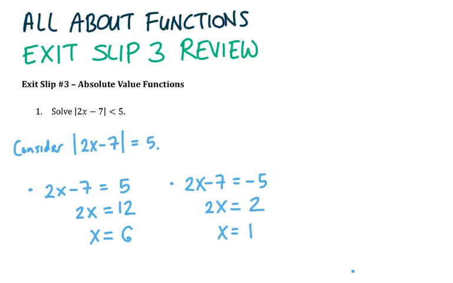And if the exit slip was truly just solving the absolute value equation, we would have our two solutions. And remember, graphically, what that means is it's essentially saying where does the graph of this function intersect with the horizontal line at 5. So for those of you who like the visual, there's a lot of good visual understanding with solving. But we are asked to solve the absolute value inequality.